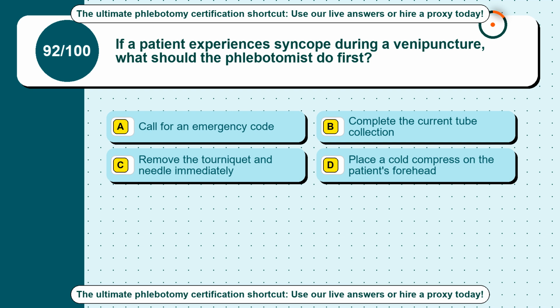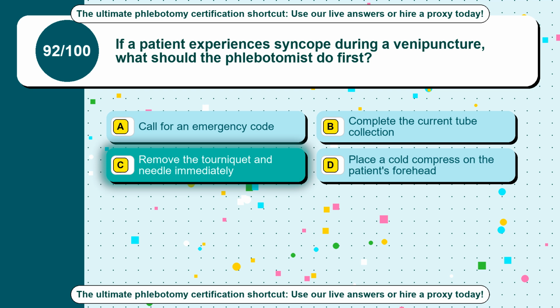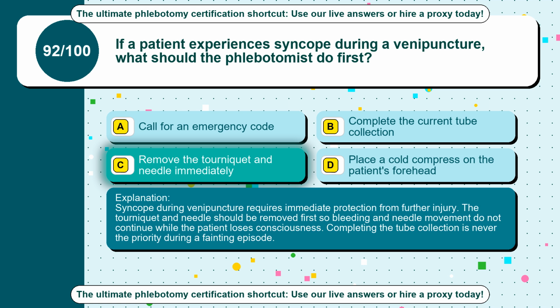Option D, place a cold compress on the patient's forehead. The correct answer is option C, remove the tourniquet and needle immediately. Syncope during venipuncture requires immediate protection from further injury. The tourniquet and needle should be removed first so bleeding and needle movement do not continue while the patient loses consciousness. Completing the tube collection is never the priority during a fainting episode.